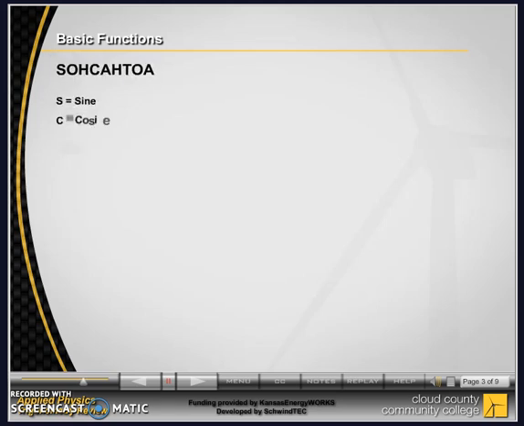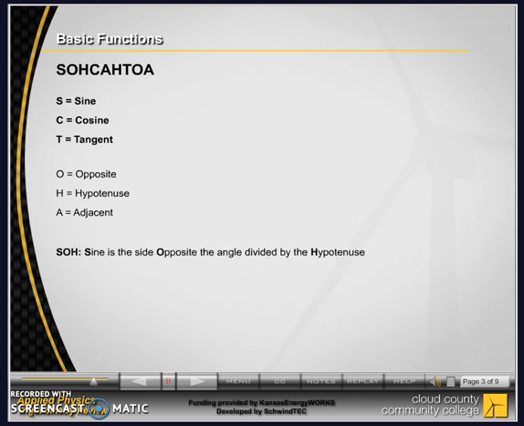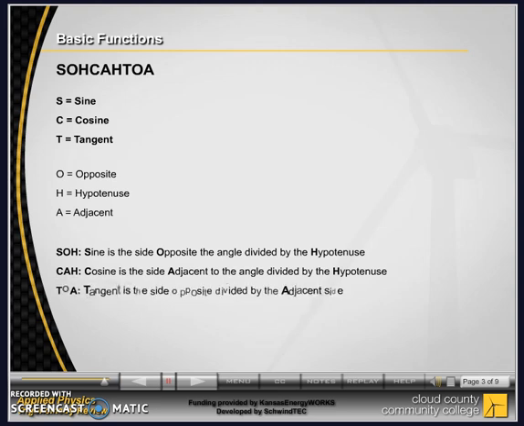The S, C, and T stand for the three different basic trigonometric functions, while the two letters after the S, C, and T refer to the sides of the triangle that are being related by that function. SOH, sine, is the side opposite the angle divided by the hypotenuse. CAH, cosine, is the side adjacent to the angle divided by the hypotenuse. TOA, tangent, is the side opposite divided by the adjacent side.